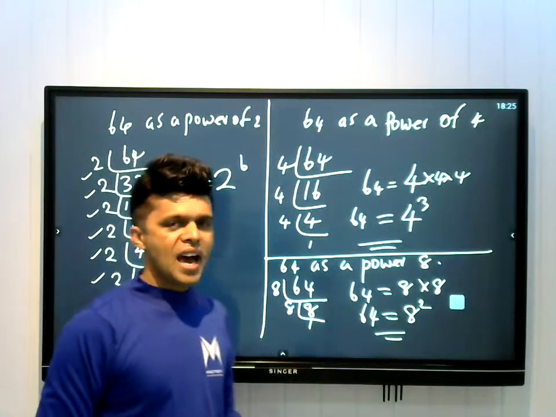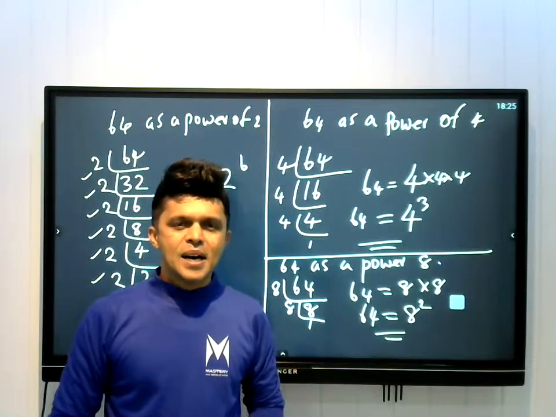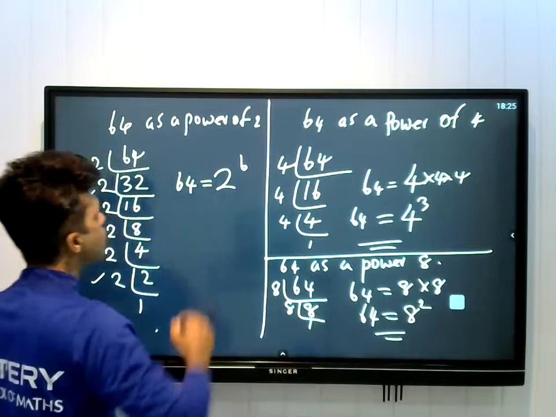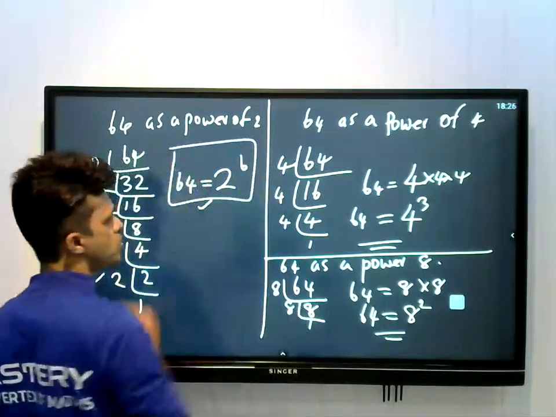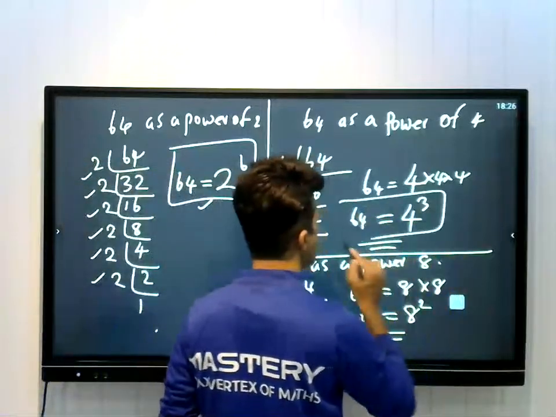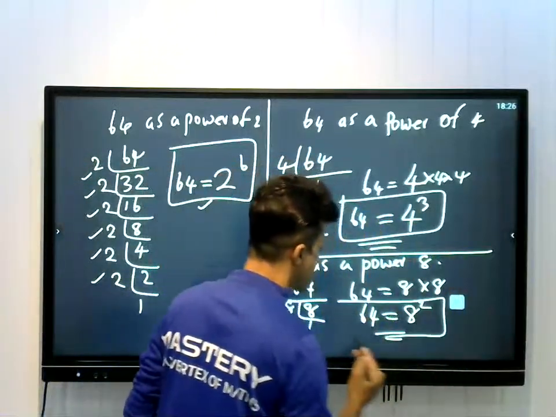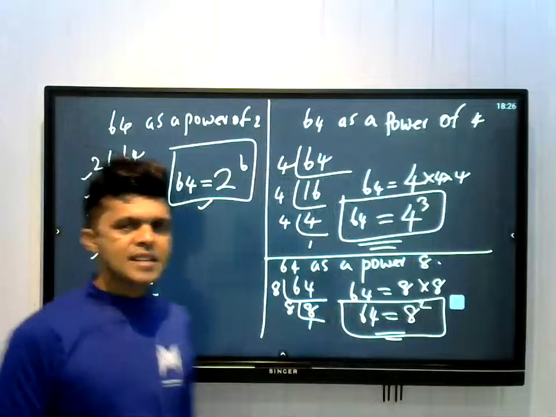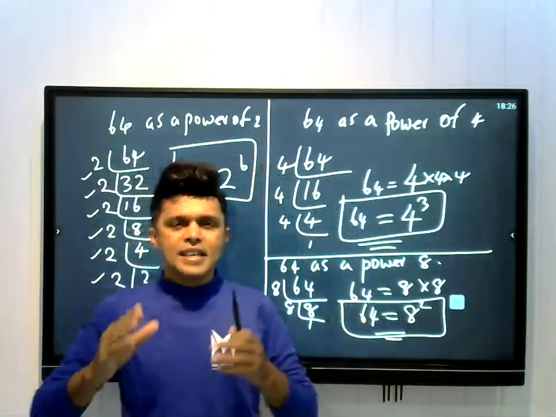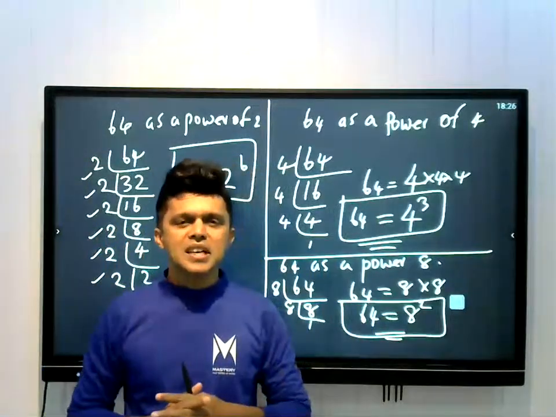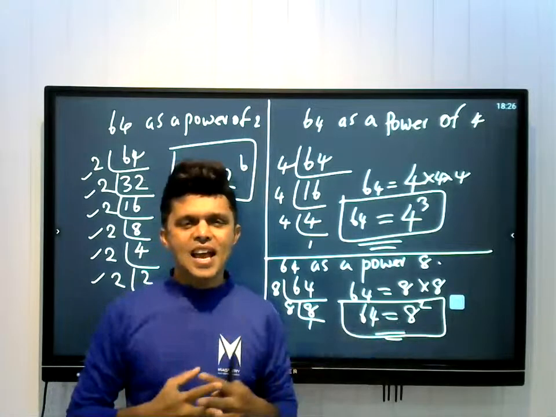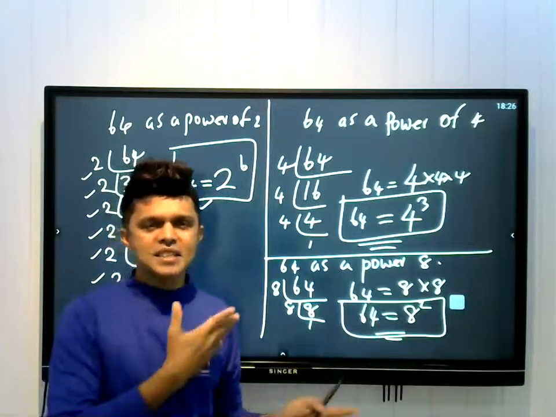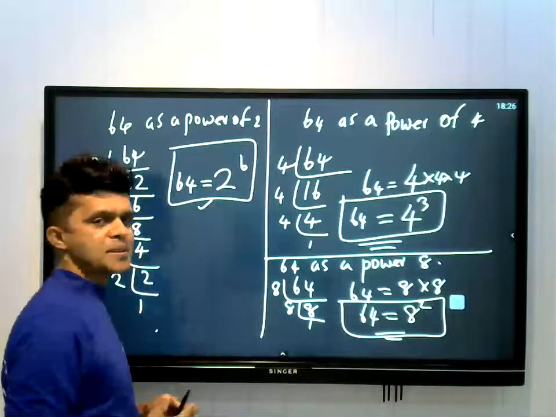So you could see that here we have written 64 as a power of 2, as a power of 4, and as a power of 8. So the same number can be written with a different base and a different power. Yes, you could get an idea about that after doing this question.